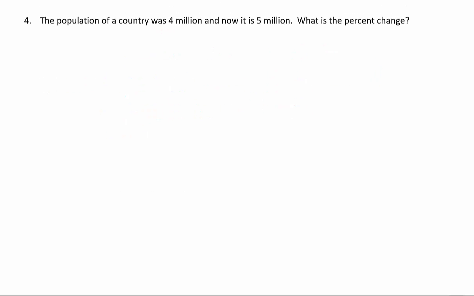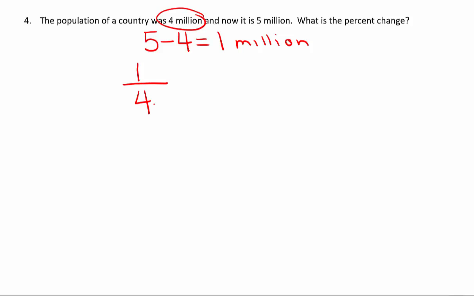All right, let's do one more example. A population of a country was 4 million, and now it's 5 million. What is the percent change? So the first thing we have to do is find the change in population. So 5 minus 4 is 1. This population changed by 1 million. Then to change that into a percent, we take the amount of the change, and we always put it over the original or the starting value, which in this case was 4. 1 divided by 4 is 0.25, or 25%. And that kind of makes sense. 1/4 and 25% are the exact same thing. So in example 4, the population increased by 25%.